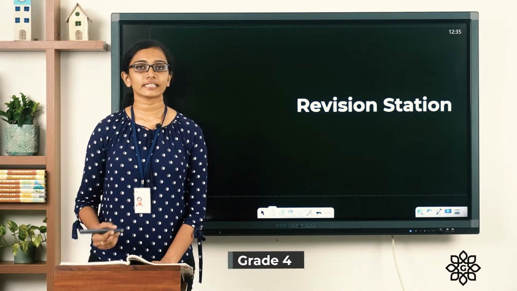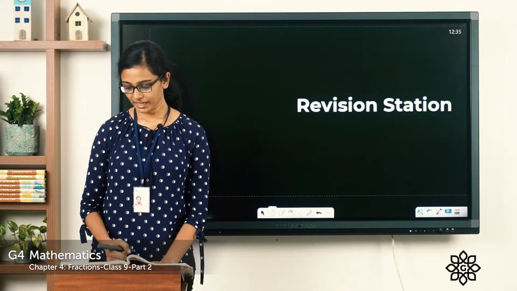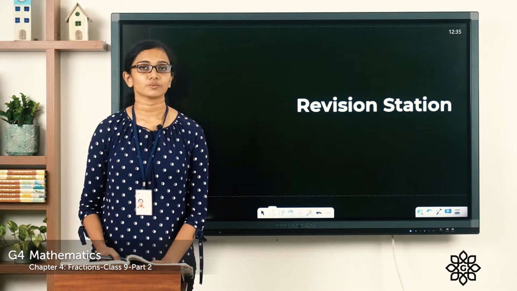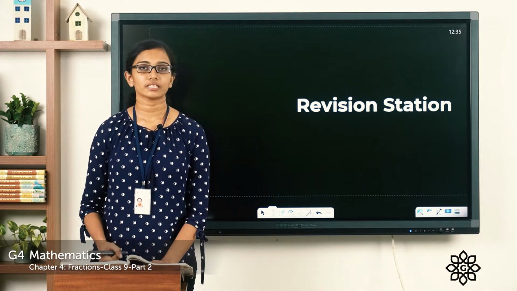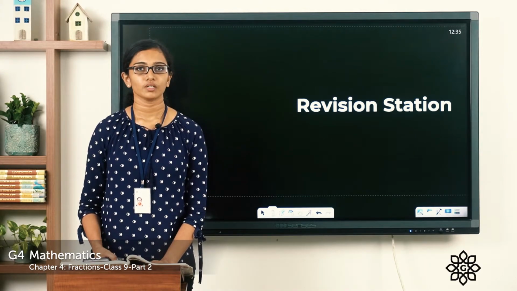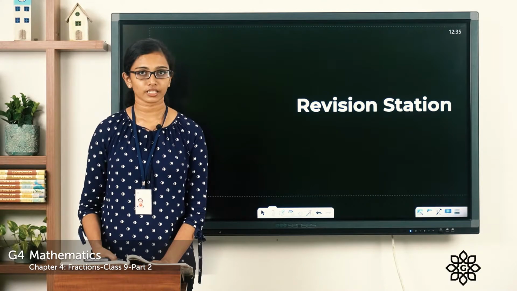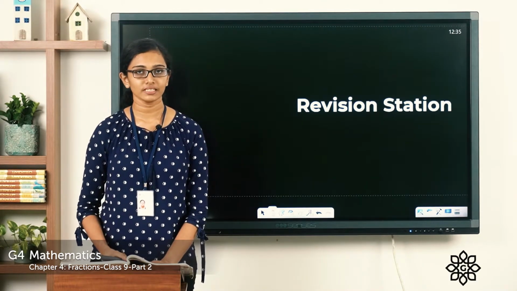We have already seen the first 7 questions from revision station in page number 63 of your textbook. So today we will see the rest of the questions in revision station of this chapter, chapter 4. So all of you please take your maths textbook and turn to page number 63. Let's move on to the questions.